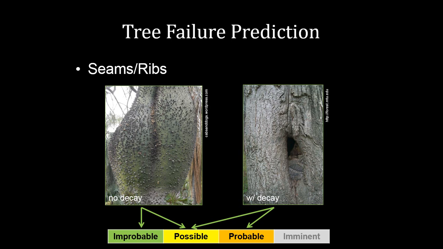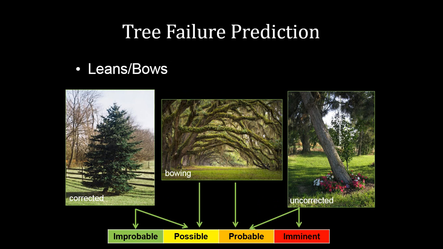Seams and ribs can be a sign of decay, and they can actually be confounded with decay. But they may not be that concerning. They're just something that people have noticed. Leans and bows. So if you look at the corrected lean picture, that is a tree that probably had some root issues when it was transplanted.